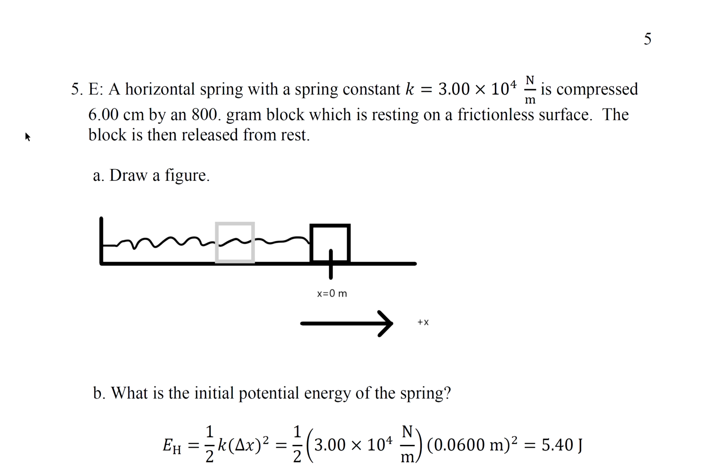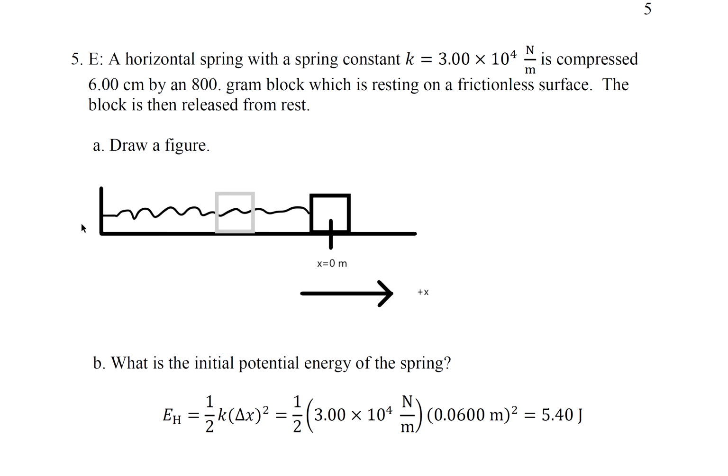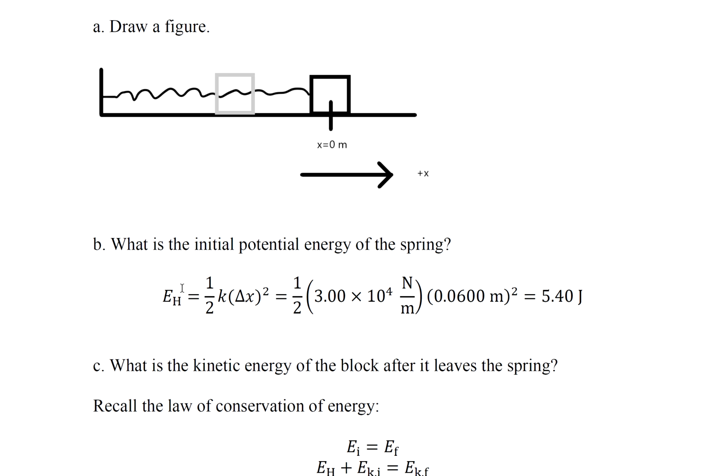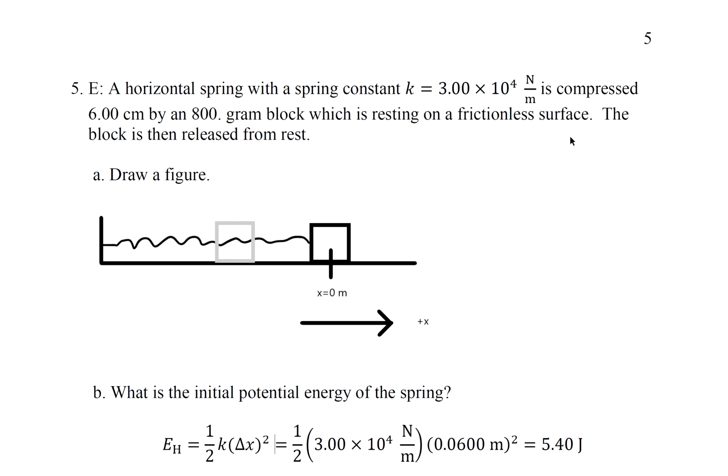Question 5. A horizontal spring with a spring constant K equals 30,000 newtons over meters is compressed 6 centimeters by an 800-gram block, which is resting on a frictionless surface. The block is then released from rest. So part A, draw a figure. Part B, what is the initial potential energy of the spring? Just use 1/2 k delta x squared. We were given k and delta x.